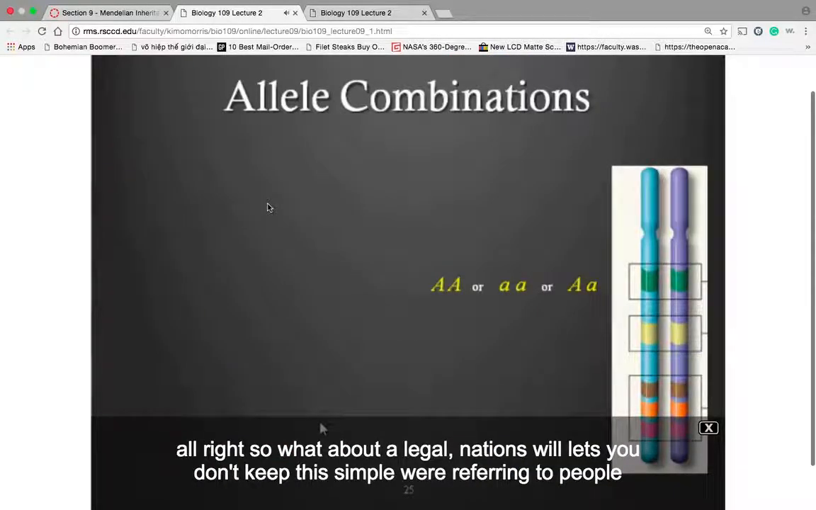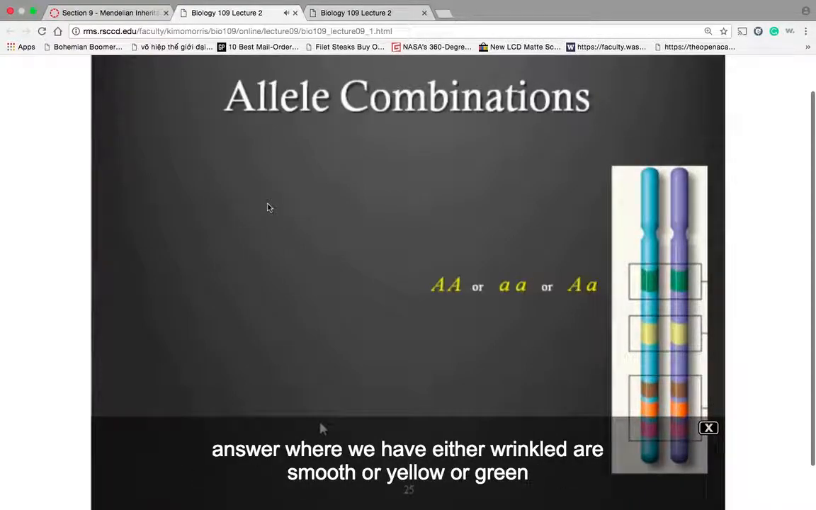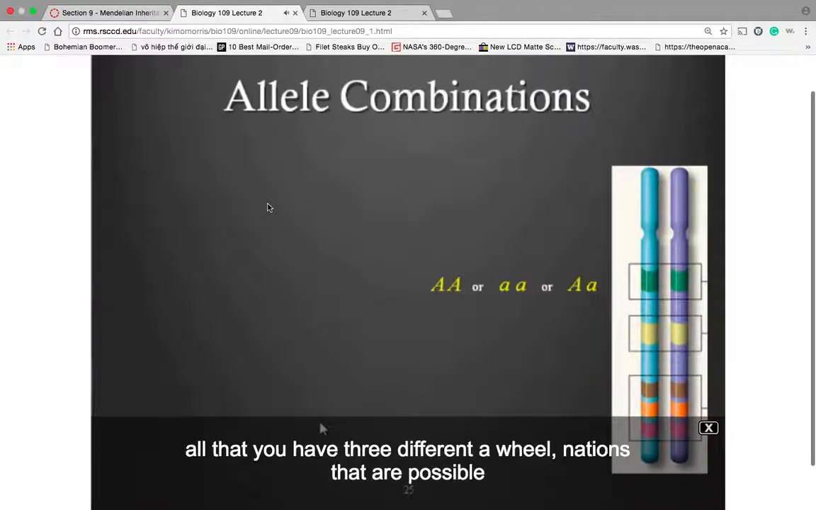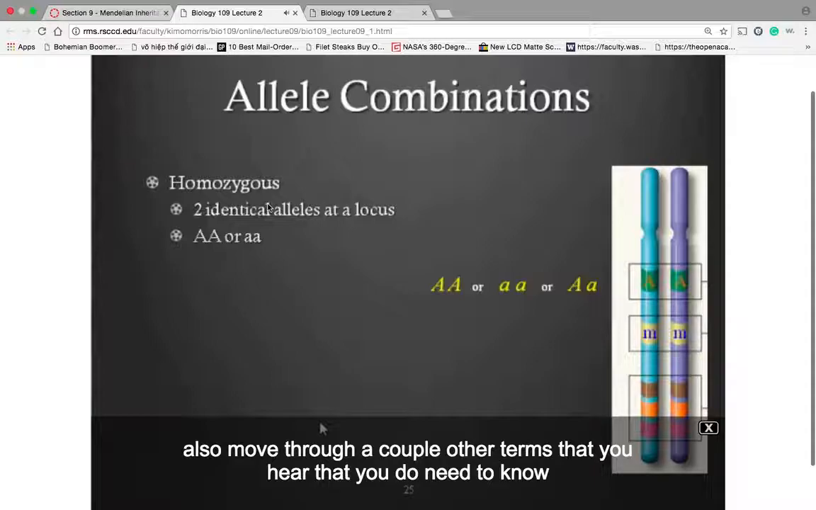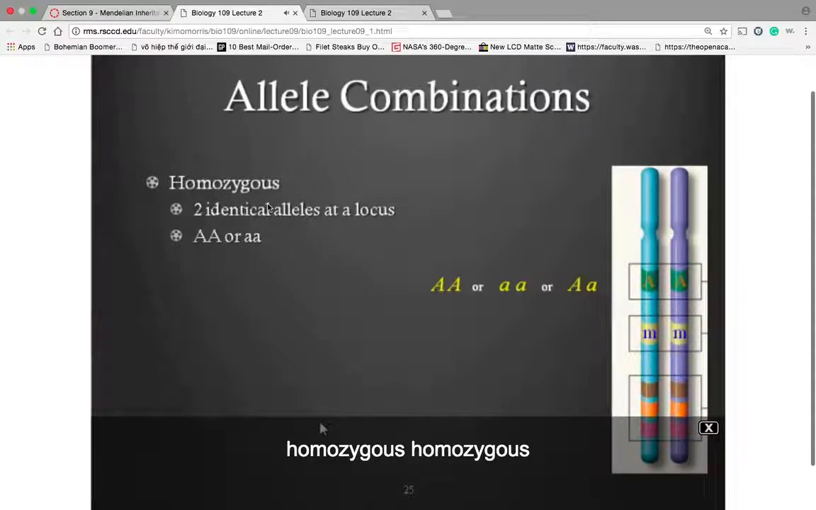Alright, so what about allele combinations? Well, let's keep this simple. We're referring to pea plants here, where we have either wrinkled or smooth, or yellow or green. And in this case, you have 3 different allele combinations that are possible. So I'm going to throw a couple other terms at you here that you do need to know. Homozygous.